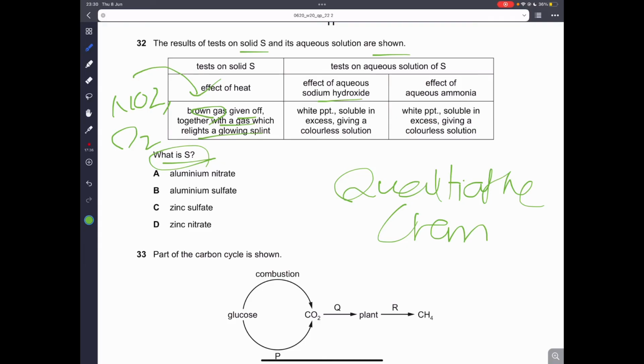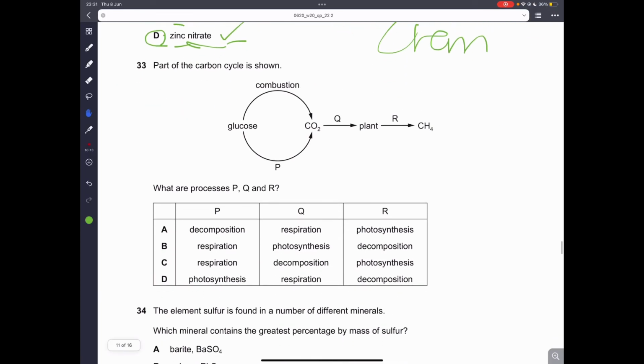The effect of sodium hydroxide would be a white precipitate, soluble in excess. The effect of aqueous ammonia would be a white precipitate, also soluble in excess. This means if both are soluble, then this is a zinc ion, Zn2+ ion. So this has to be a zinc compound. And because it gives off nitrogen dioxide, it has to be a nitrate. And therefore, D is the correct answer.